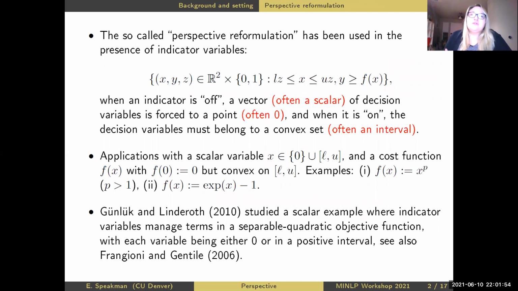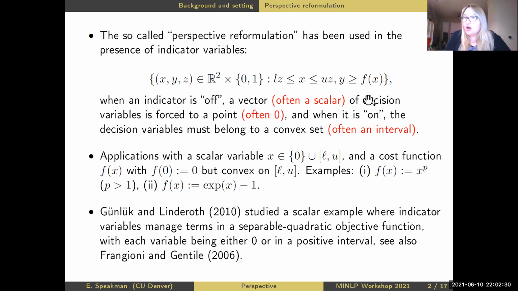So the so-called perspective reformulation is commonly used when we have a problem with indicator variables. So for example, here, my z is an indicator variable, and this is a binary variable in {0, 1}. So what this does is when z is equal to 0, it forces my x to also be 0. When z is equal to 1, it forces my x to be in this convex interval, so between L and U.